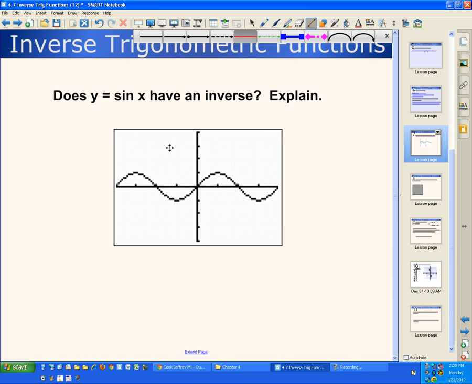Well, to figure out if a function has an inverse, there is also what we call a horizontal line test. So if I was to draw a horizontal line, something like this, and just like in the vertical line test, if the horizontal line crosses the function at more than one point, then there is no inverse for this function as it is written.